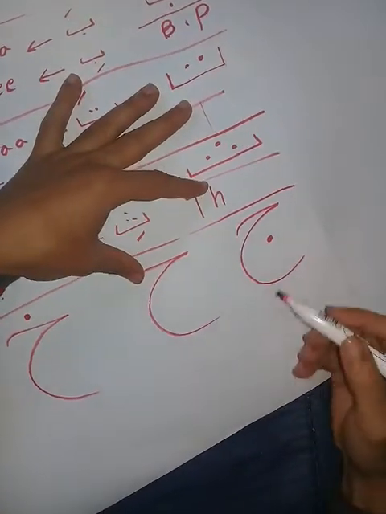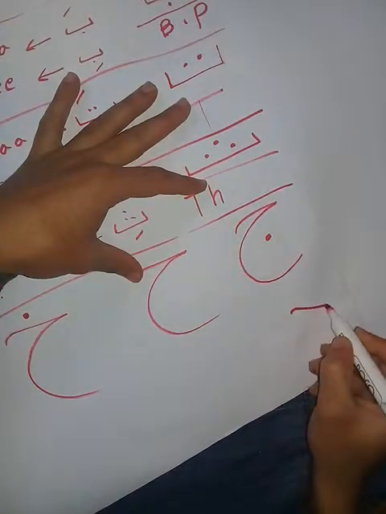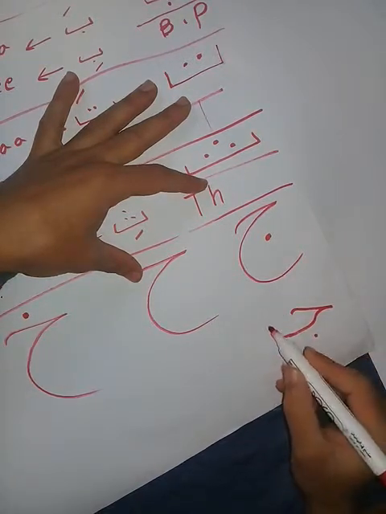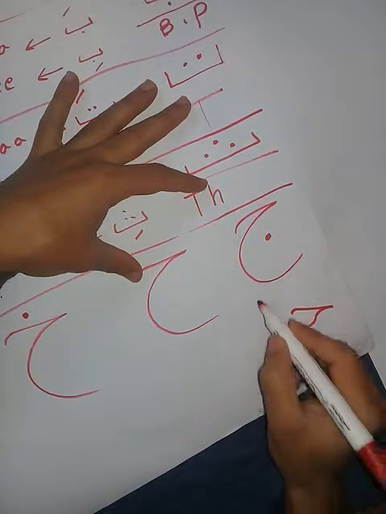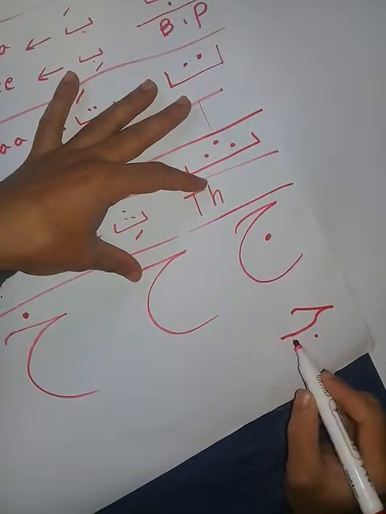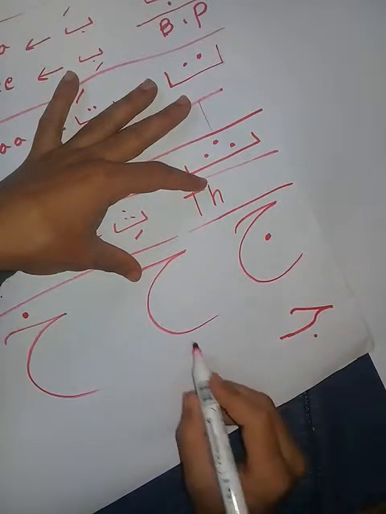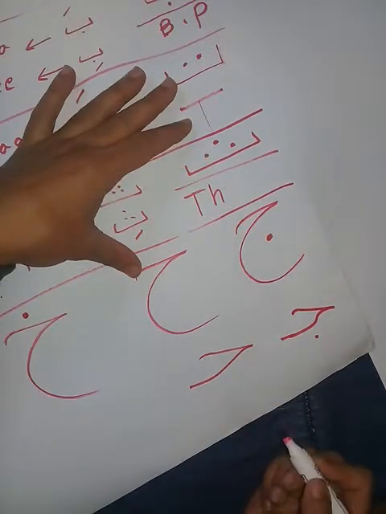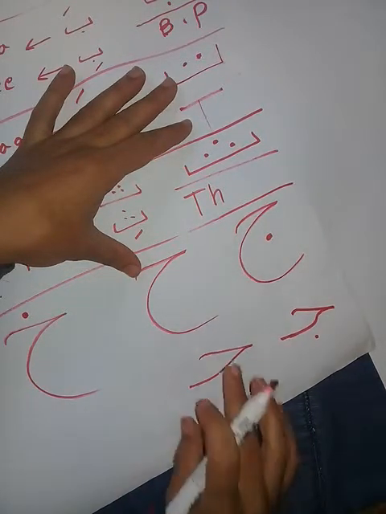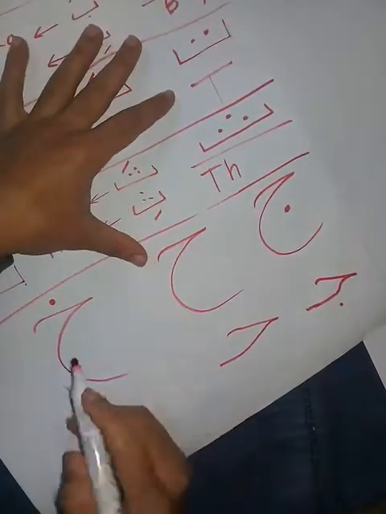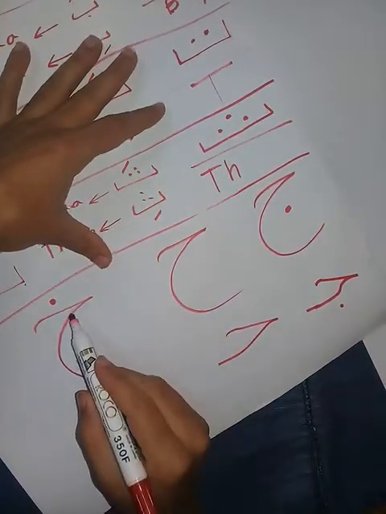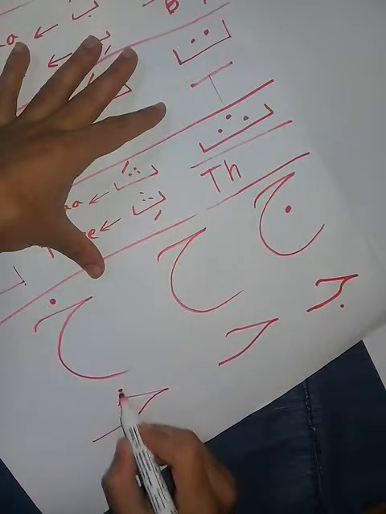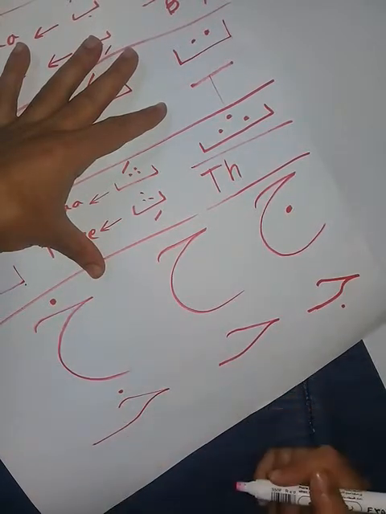Usually we write them like this. جيم. We join another letter after the letter. حاء we write like this with no dots. حاء is this. خاء is the same with a dot on it.